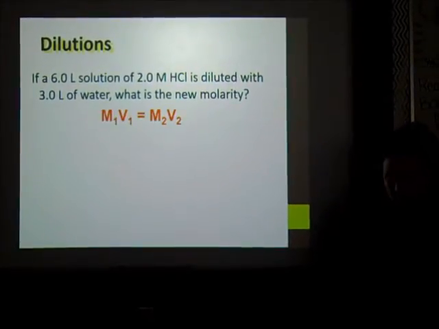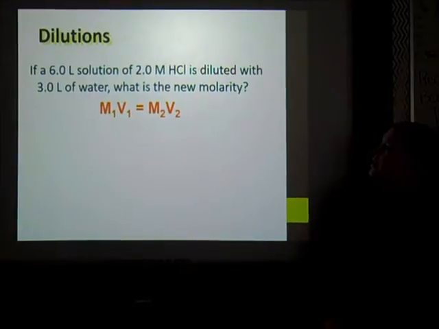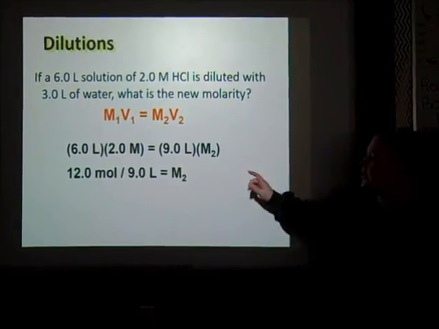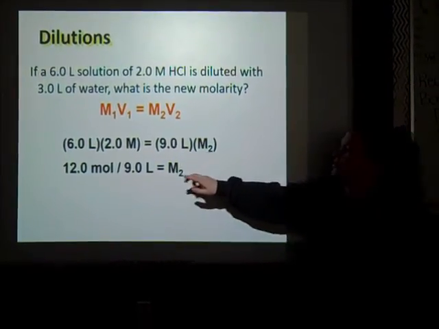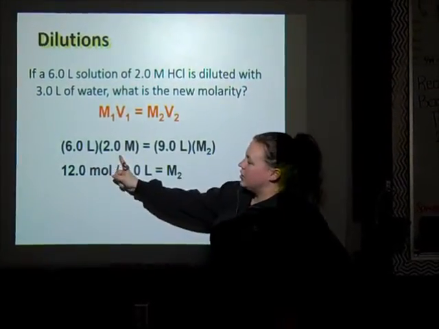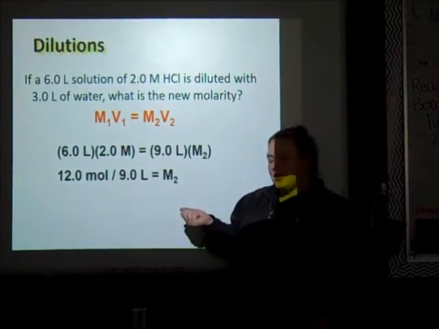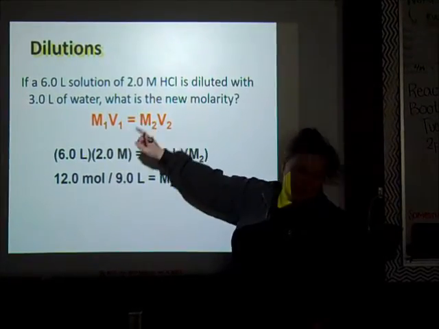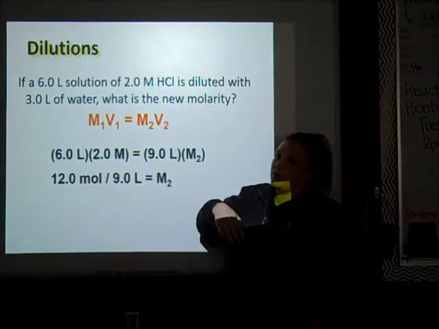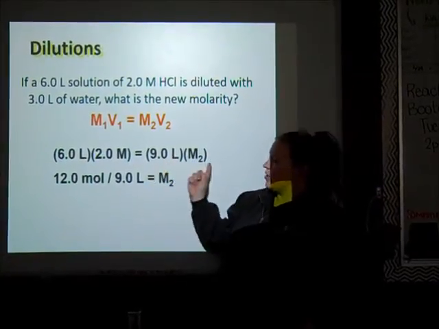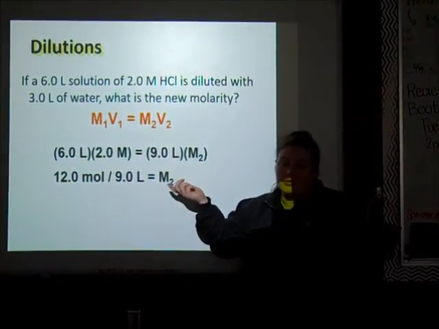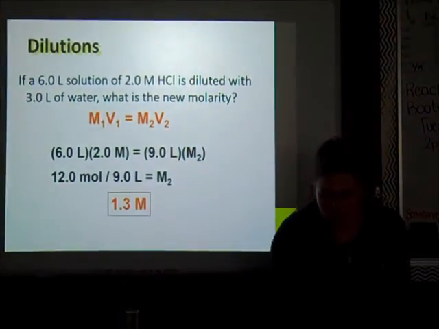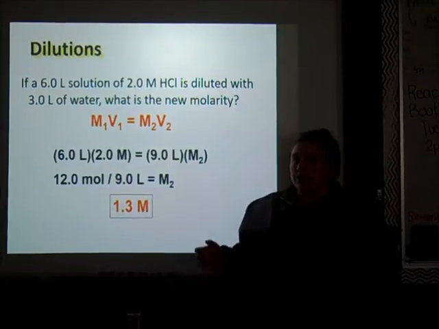So I take that equation, M1V1 equals M2V2, and I plug in everything that I know. I've got 6 liters of a 2 molar solution, so that's my initial volume and initial molarity, and then I want to make 9 liters of solution because I took my 6 liter solution and added 3 liters of water to it. So I'm making 9 liters, and I want to know what that final molarity is so I know how it'll react. I plug this in, chug out an answer, and you should end up with 1.3 molar if you do this calculation.